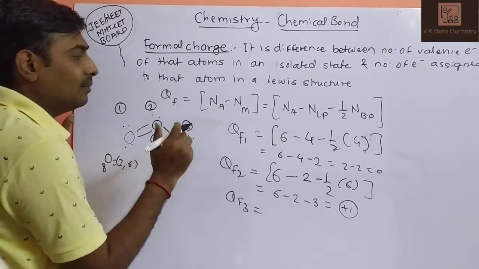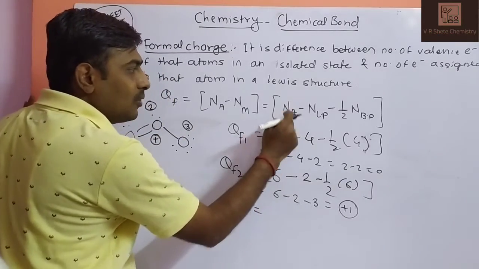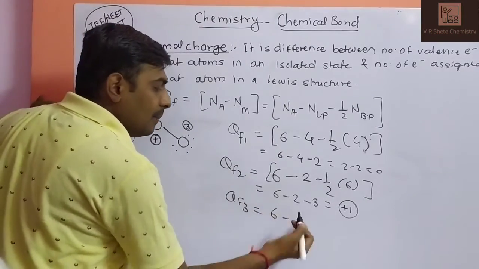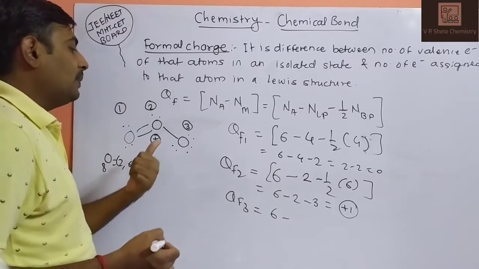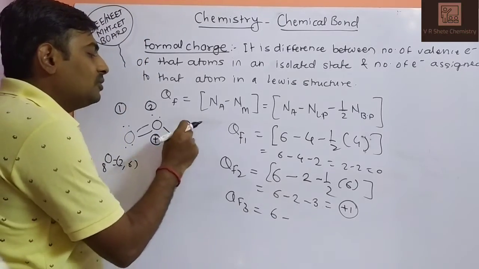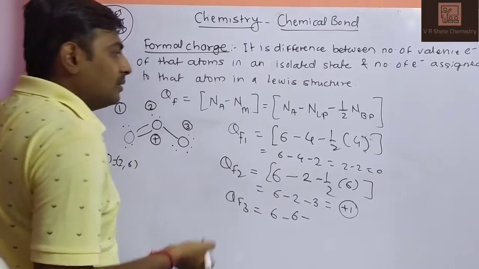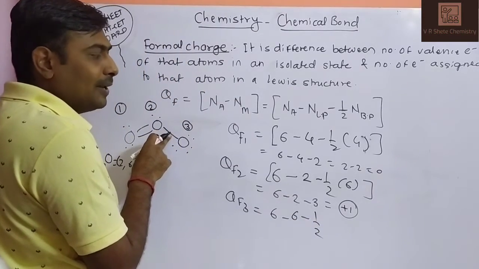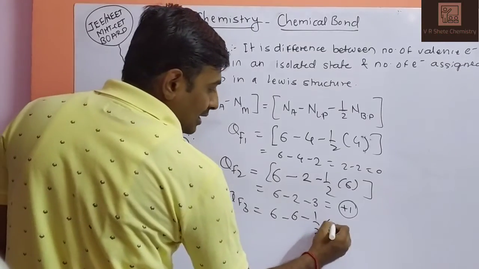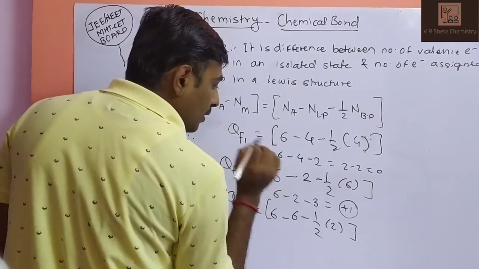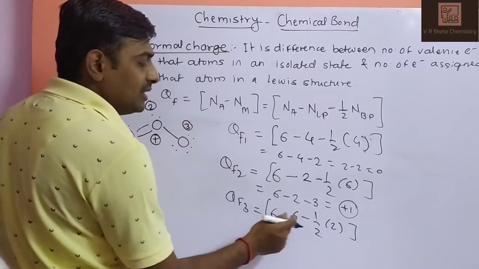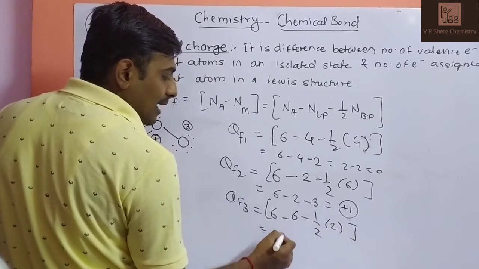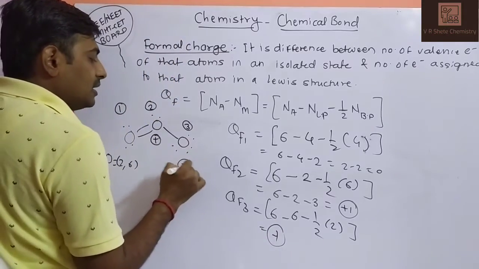Third oxygen, QF3. Again using this formula, oxygen has atomic number 8, electronic configuration 2, 6, so 6 valence electrons, minus the lone pair electrons, 1, 2, 3, 4, 5, 6, which is 6, minus 1/2 into the bond pair electrons. There is 1 bond, meaning 2 electrons. So 6 minus 6 minus 1, which is minus 1. So this oxygen carries a minus 1 charge.